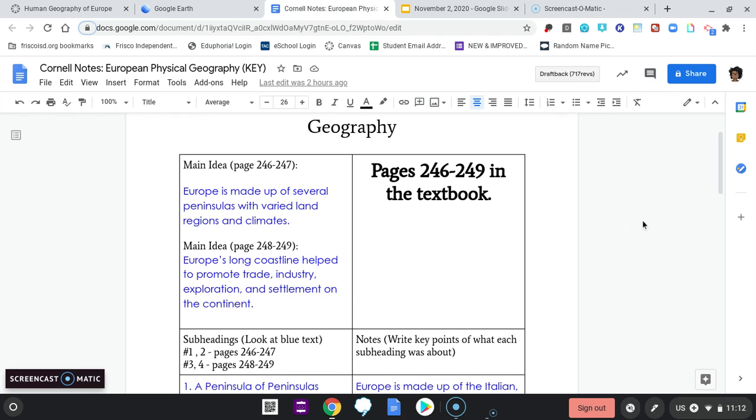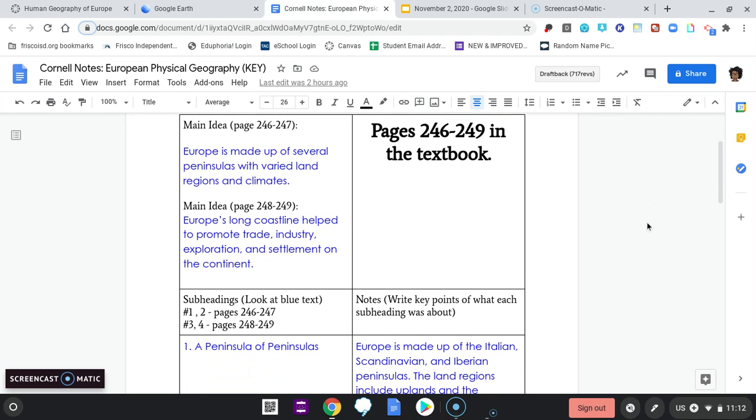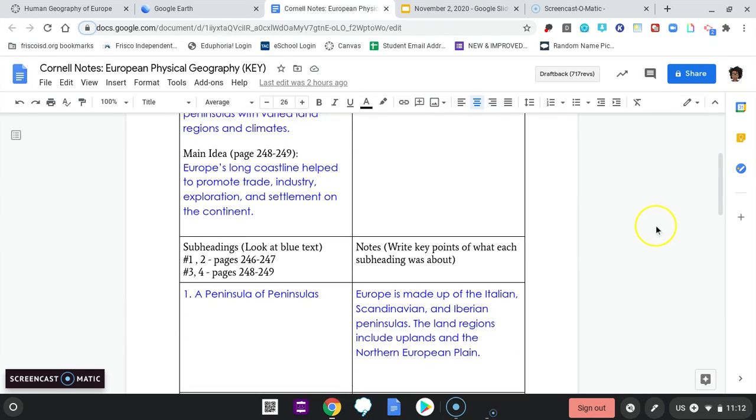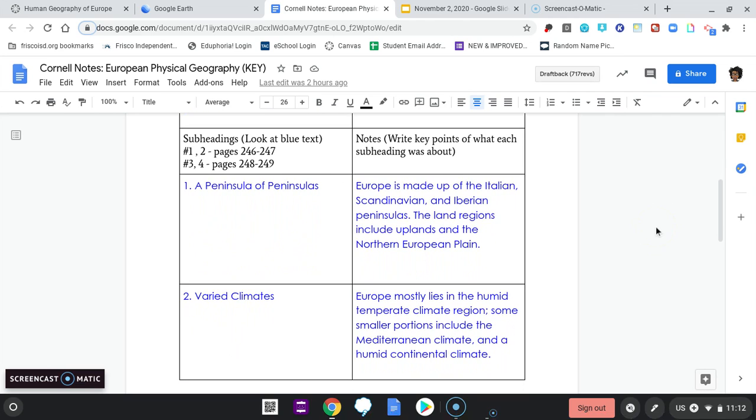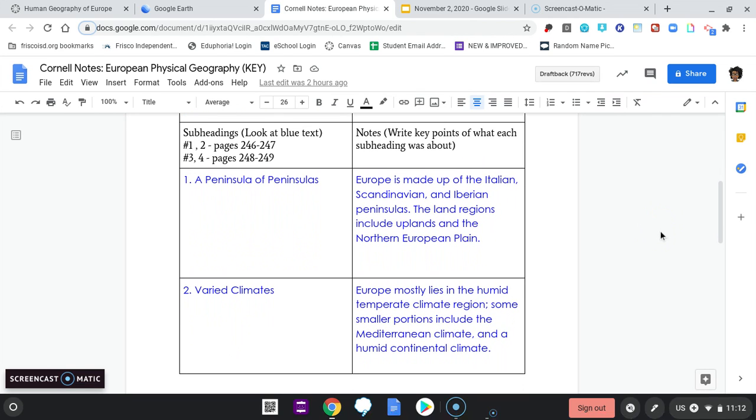For the second set of pages, Europe's long coastline has helped to promote trade, industry, exploration, and settlement on the continent. When you looked at the textbook, you found these subheadings, a peninsula of peninsulas on page 247. And so that was the first subheading.